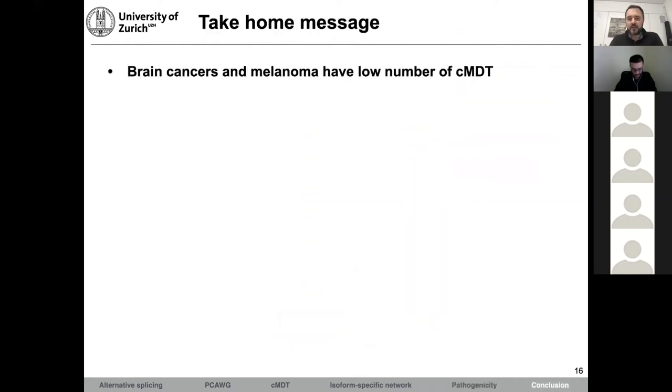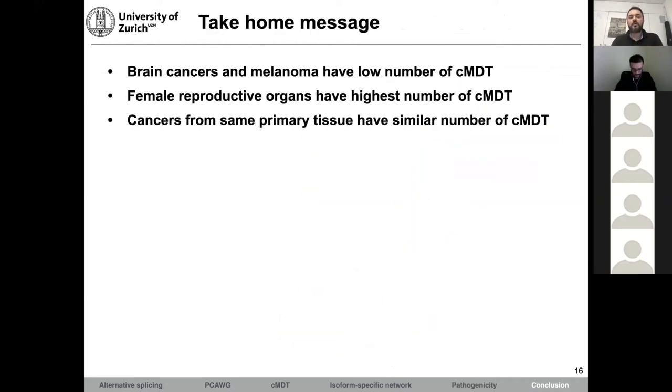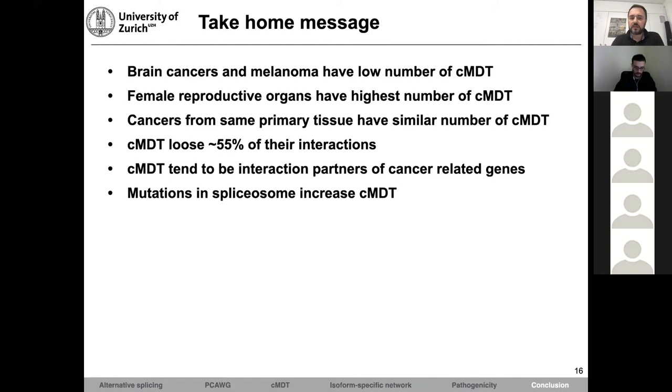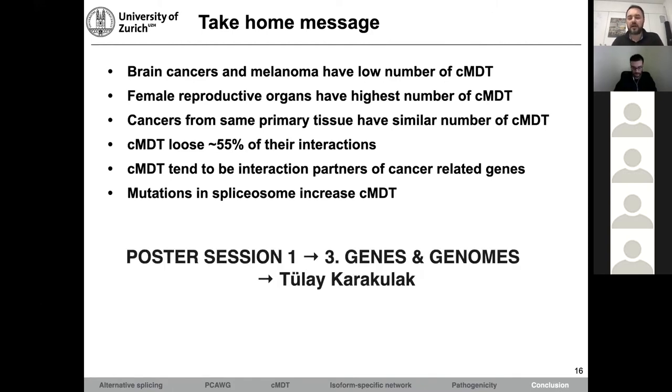With this, the take-home messages are: brain cancers and melanomas surprisingly have very few CMDTs. Female reproductive organs have high CMDTs. If cancer types are from the same primary tissue, then you tend to have similar CMDTs. They induce 55% interaction losses, and very often the interaction partners are cancer-related. And if you have a spliceosome mutation, you have a higher number of CMDTs.